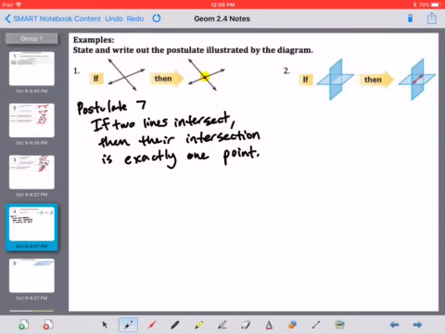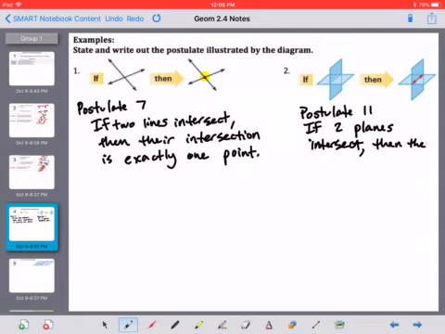Number 2 looks like that last picture we just drew. If two planes intersect, then their intersection is a line. So that was postulate 11, the last one we drew. So if two planes intersect, then their intersection is a line. All right, let's move on to a few more examples practicing these postulates.